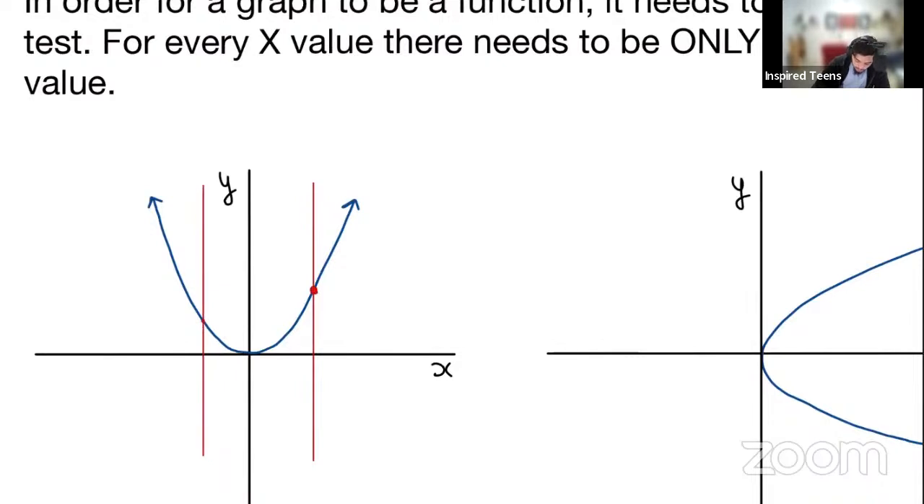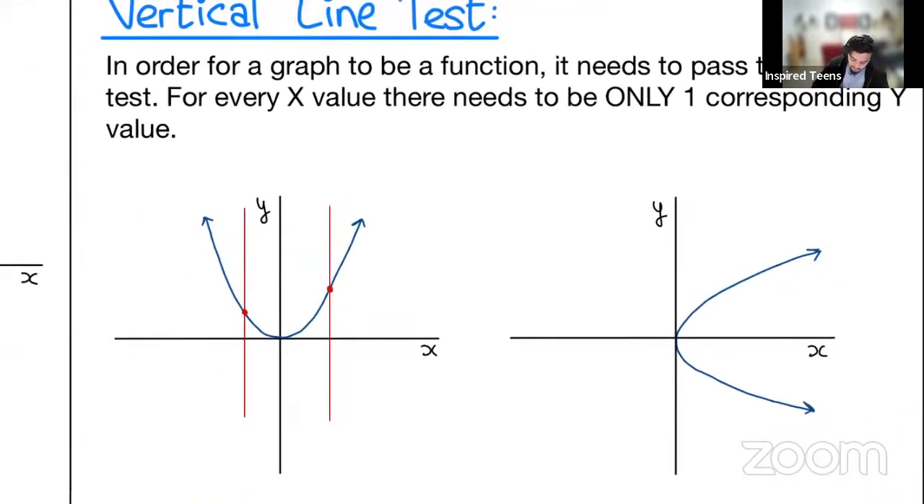For example, if we look at this graph, it's a parabola graph. No matter where I pass a vertical line through, it only touches at one singular coordinate on this graph. Therefore, we can consider this graph a function.